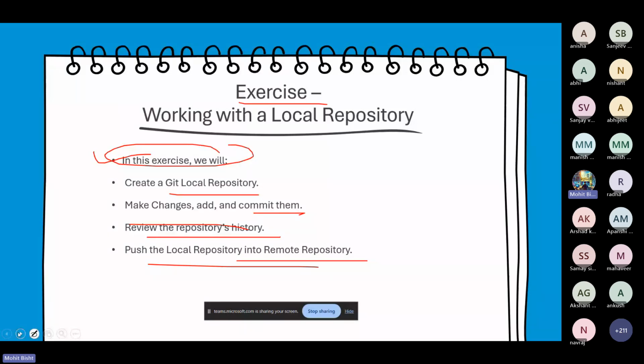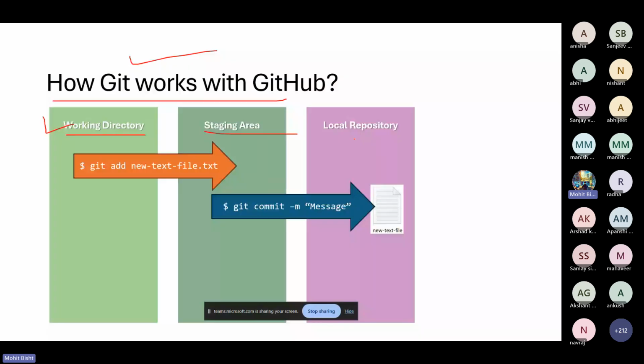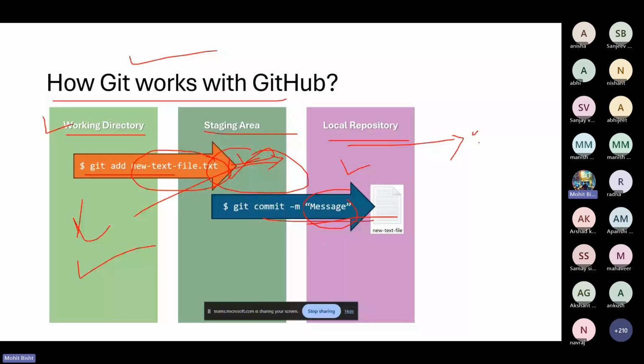So this is how Git works with GitHub. This is the working directory, this is the staging area, and this is the local repository. As I told, suppose I want to add a new text file. First it is present in our system. So from our system we will add it to the staging area. The staging area is like a stage. Then the file comes to the staging area. Now it's time to commit with a git commit message and push this file to our GitHub repo. So this is the basic overview of the staging area, local repository, and working directory.